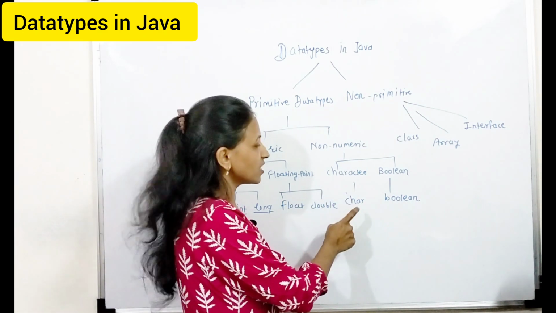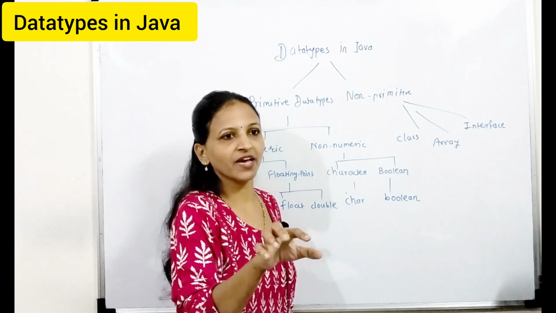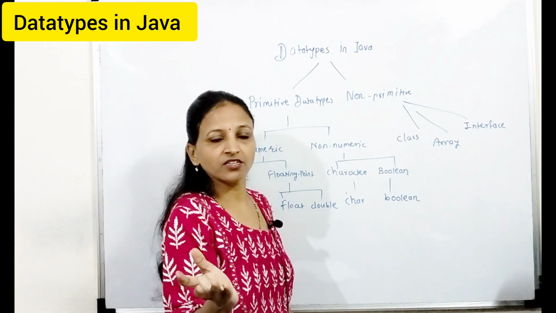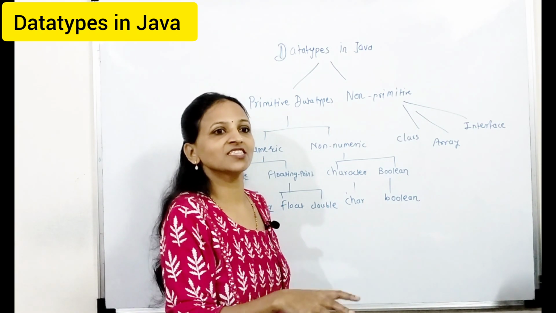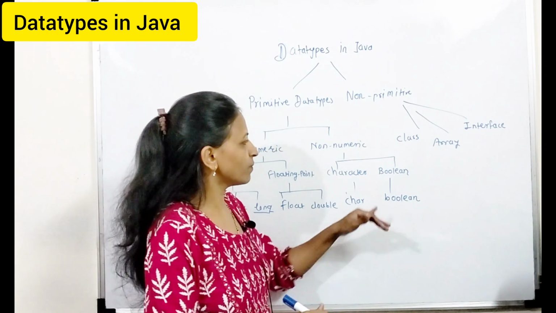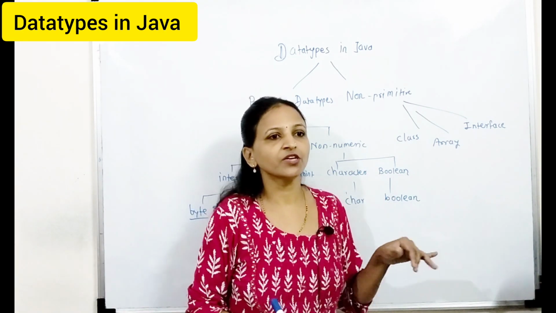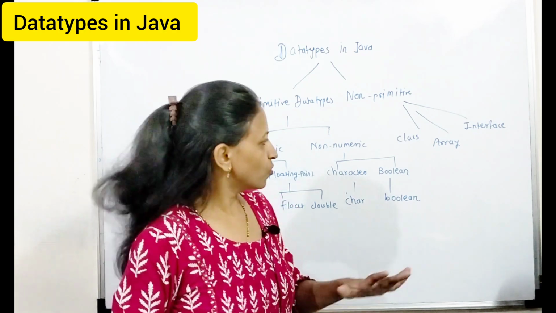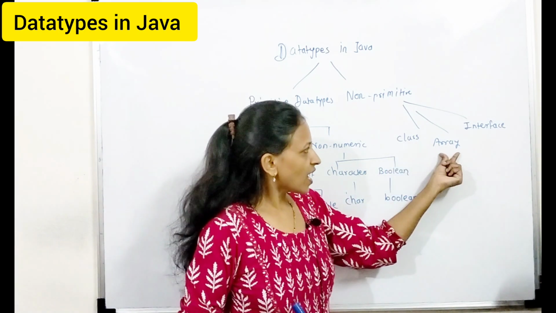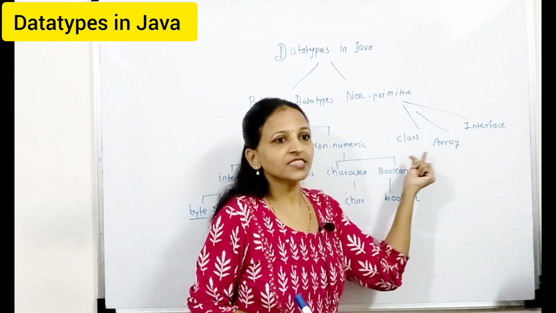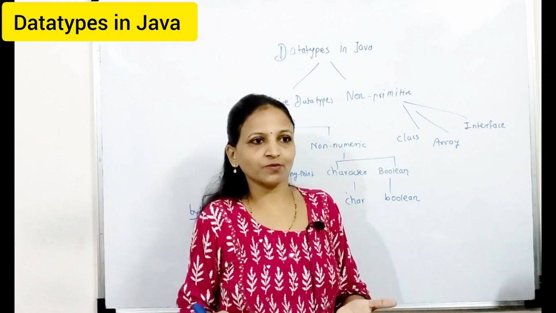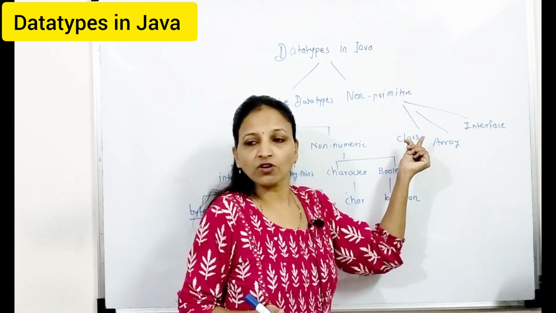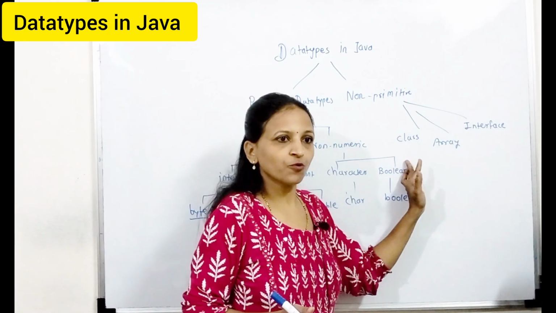Inside character, char is actually a data type. Char means it will hold a single individual character, and character literals are enclosed in single quotes. You know the same rule is applicable here. Boolean has only two valid values, true or false. And class, array and interface, these are just like derived data types, or this comes under user defined data type. Now here I am going to first explain these 3 points in short.